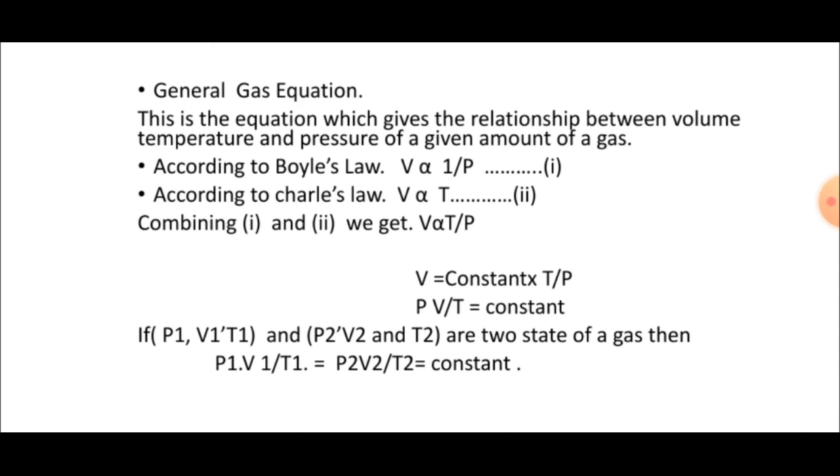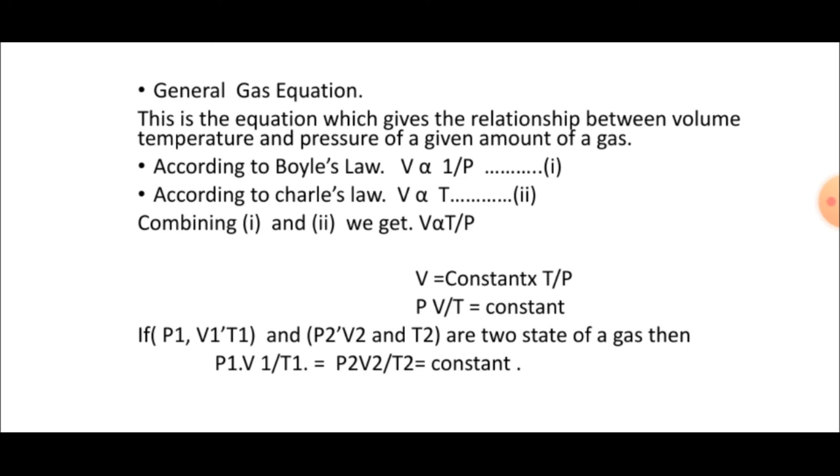If the relationship of Boyle's law is taken as equation number 1, V proportional to 1 upon P, and according to Charles' law, V proportional to T, that is equation 2. Combining equations 1 and 2, we get V proportional to T upon P. V is equal to constant into T upon P. When the sign of proportionality is removed, a constant is taken. PV is equal to constant into T, and PV upon T is equal to constant.